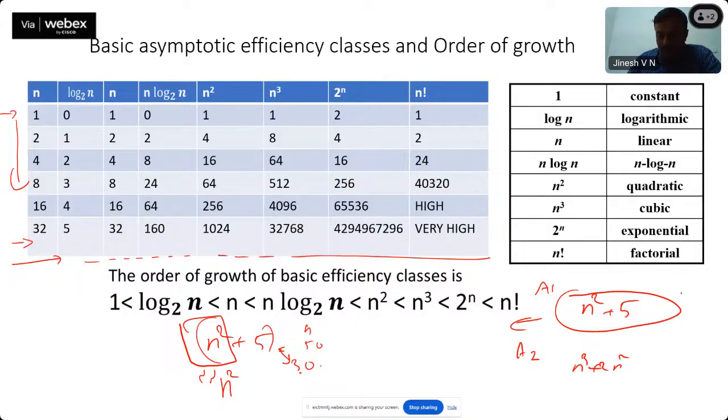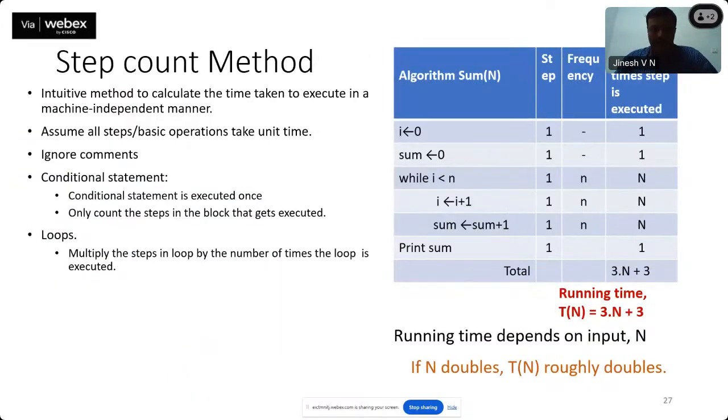Then we should know what the dominant factor is. Here it is n square, and this is n cube. According to the growth rate, n cube will grow faster than n square. That means for a large amount of input, the polynomial with n cube will be taking more time compared to n square. That means it will require more time to complete the task. So that is the basic idea of growth rate.